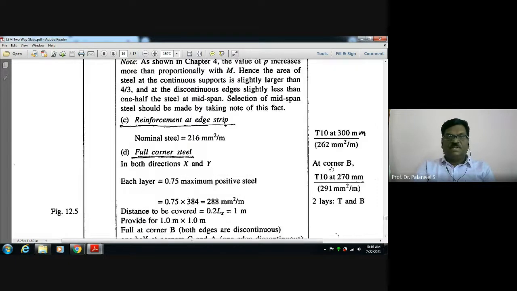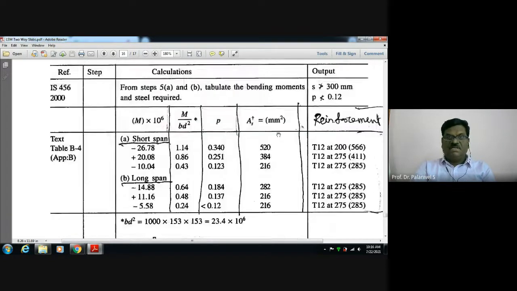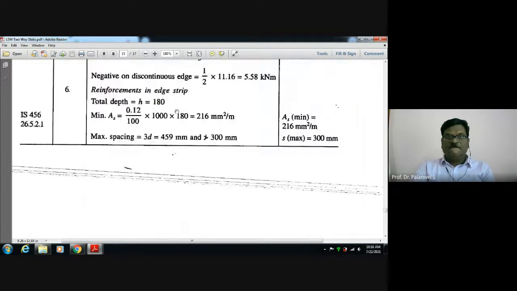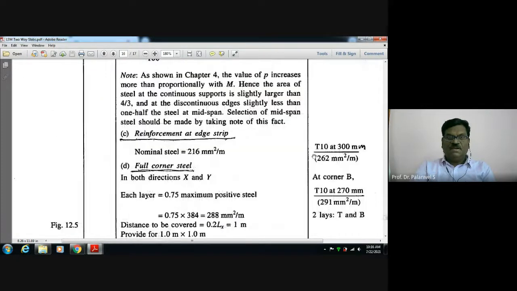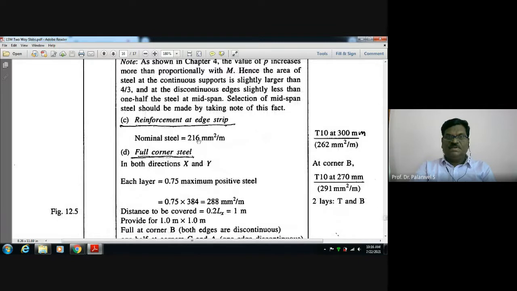No problem. Now he has come to reinforcement at the edge strip. Already we calculated the area of steel required at the edge strip. Now he has computed it. So the author used 10 mm dia bar at a maximum spacing of 300 mm. For that, the area of steel provided is 262 mm square per meter run, in a 1 meter wide strip.